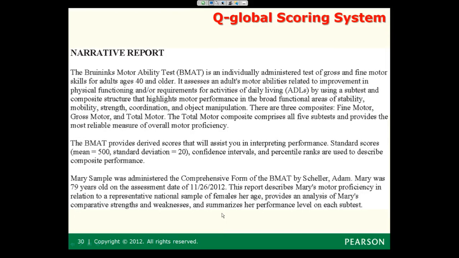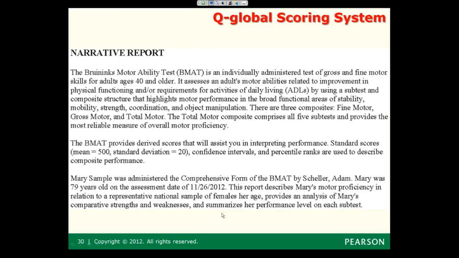I apologize, I forgot this was in here. This is just a narrative report example. This is the beginning of the narrative report that comes out with Q Global. Again, this is a report that talks about all of the scores across the test.